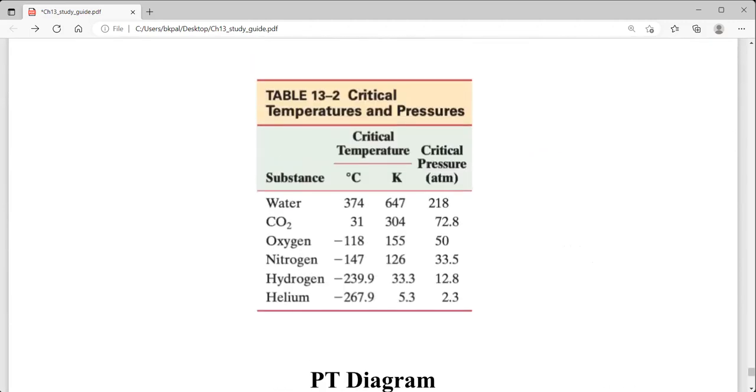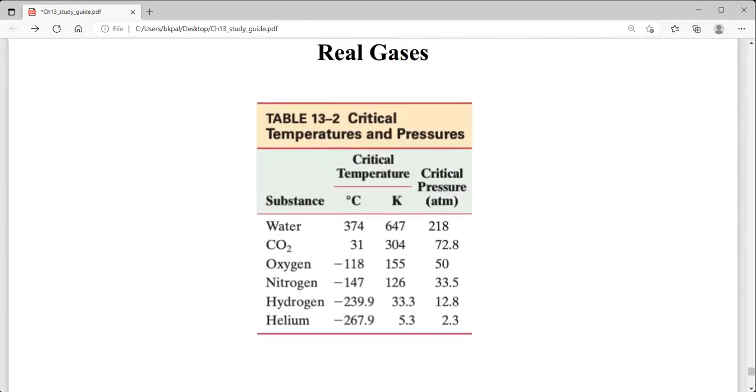In the next slide, I have a table, and this table shows us the critical temperature and critical pressure for some substances. In some numerical problems, you may see water and carbon dioxide. We may not do problems with the other materials.